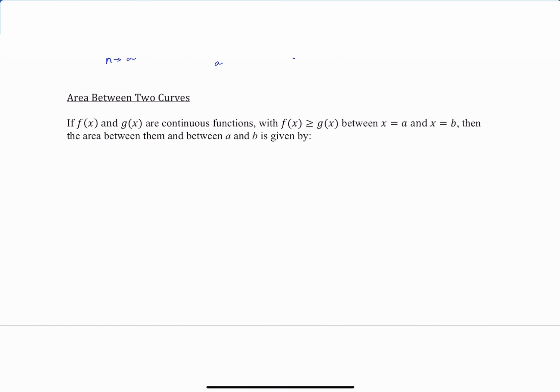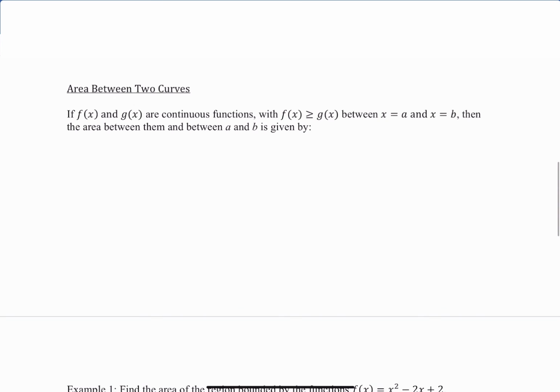If f and g are continuous functions with f of x greater than g of x, that just means that f is on top of g. And we're interested in the region between x equals a and x equals b. Then the area between them and between a and b is given by, as we just said, the definite integral from a to b of f of x minus g of x dx.